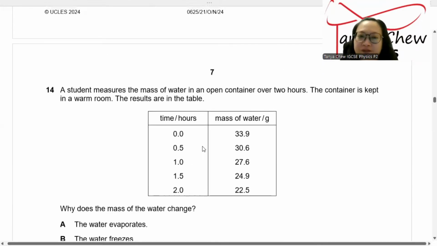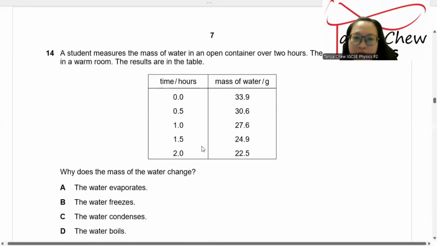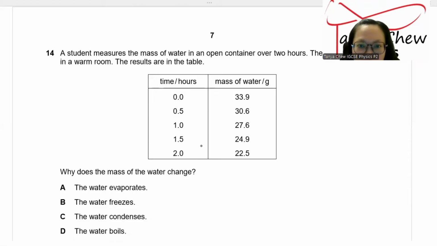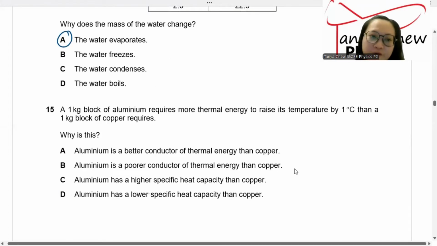A student measures the mass of the water in an open container over 2 hours. The container is kept in a warm room. The results are in the table. Why does the mass of the water change? Okay, now let me see. It seems that the mass of the water is decreasing. When the mass is decreasing, the answer is definitely because the water evaporates. Don't you think so? To the open air. Because the room itself is warm, it causes the rate of evaporation to increase.